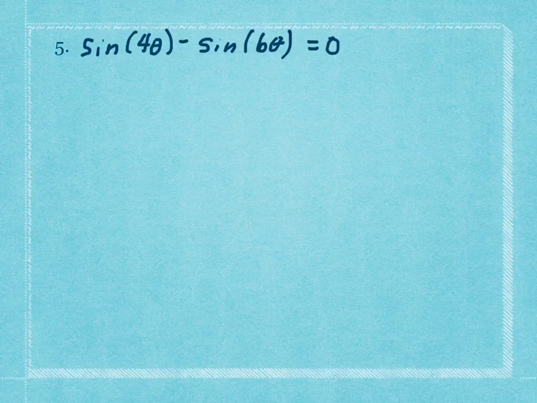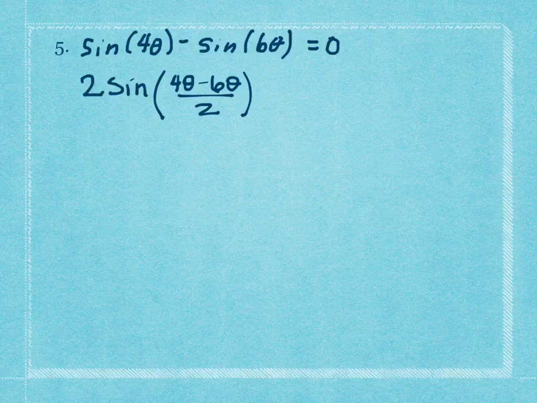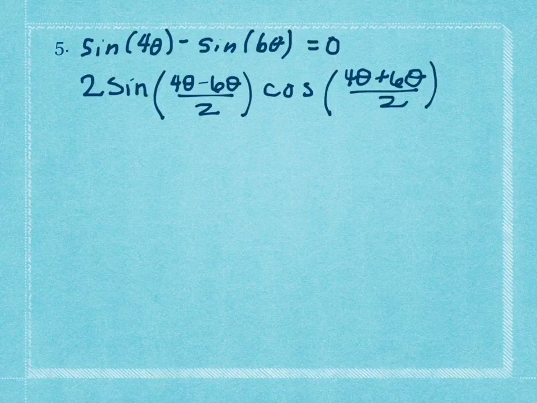Okay, could we use double angles here? We could, but we're still not going to get the 4 theta and the 6 theta to match, right? So we're going to be running our wheels in all kinds of directions if we do that. But the sum to product identities here say that this will become 2 sine of the angles subtracted. So this is 4 theta minus 6 theta over 2. And cosine of 4 theta plus 6 theta over 2.